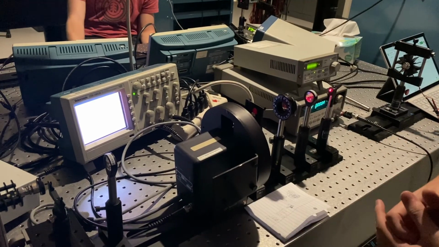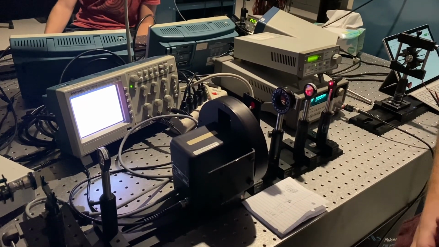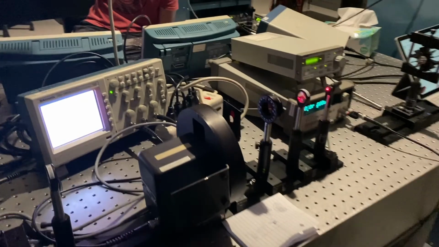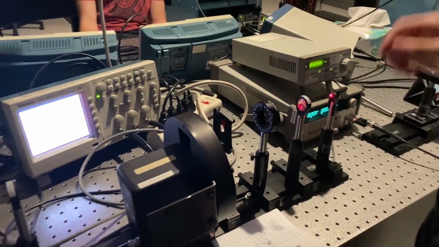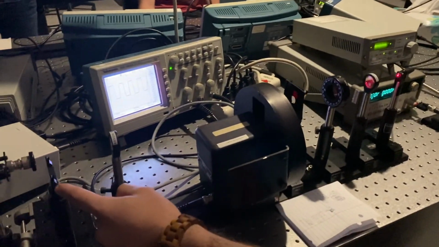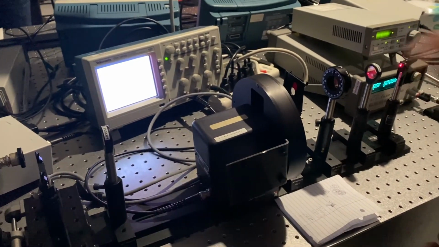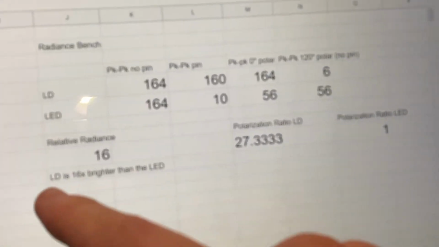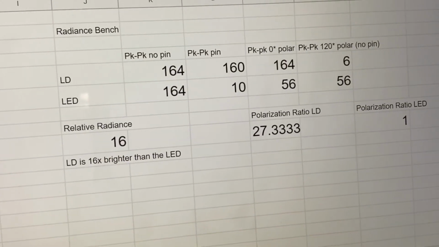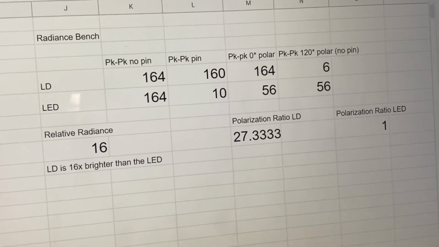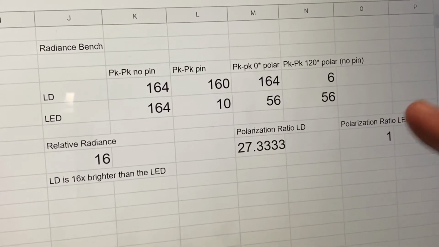Here we use the radiance bench to understand the differences between the radiance of the LD and the LED. To do this, we look at the power output of each one with no aperture, with a small pinhole, and with a polarizer. From our results, we could calculate the relative radiance of the LD versus the LED to be 16 times greater, and the polarization ratio of the LD to be much, much greater than the polarization ratio of the LED.